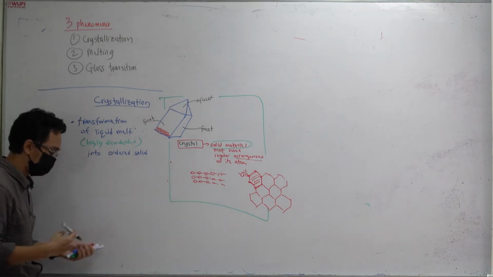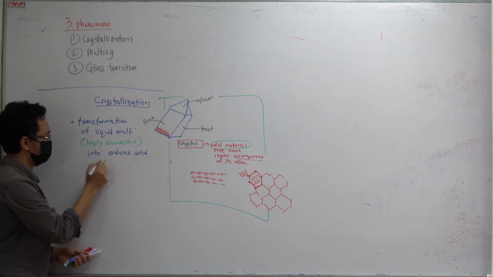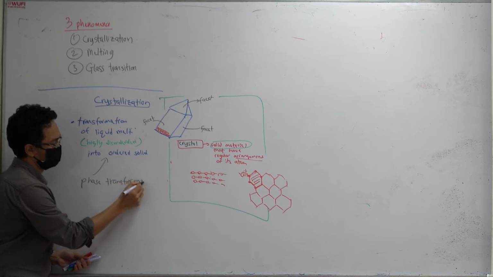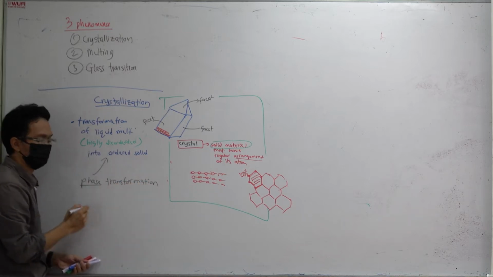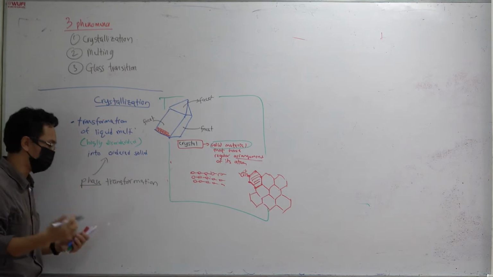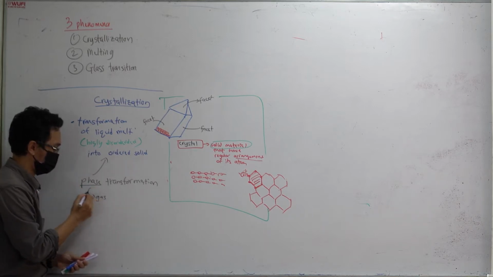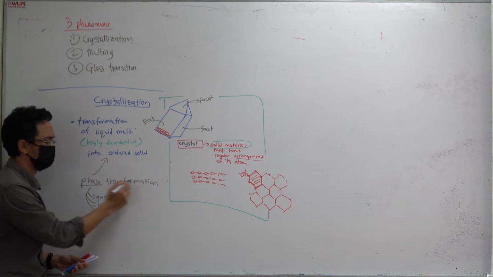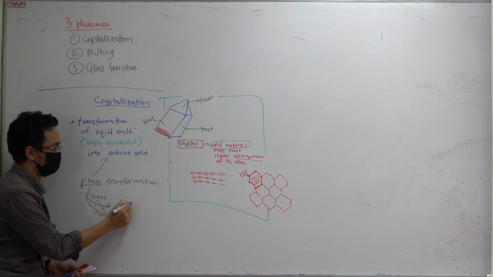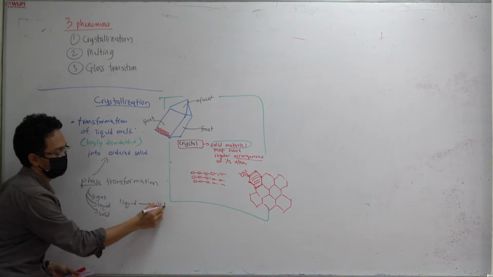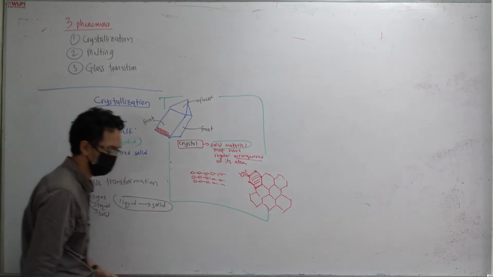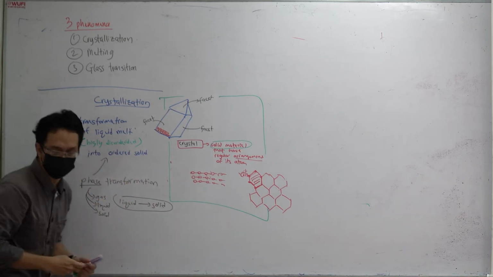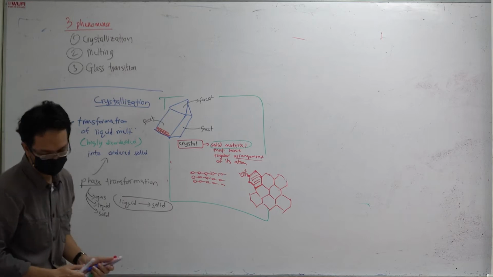So this thing is basically a phase transformation. Phase meaning, you know, you have a gas, you have a liquid, and you have a solid. So this transformation is basically from the liquid to solid. So that's what it means by phase transformation. Crystallization is under the category of phase transformation. You transform something into another thing.